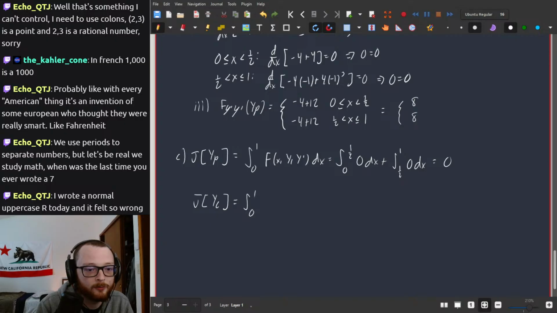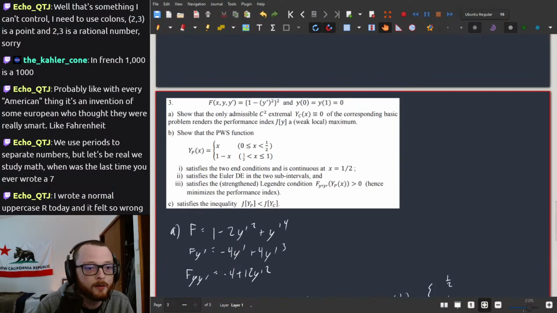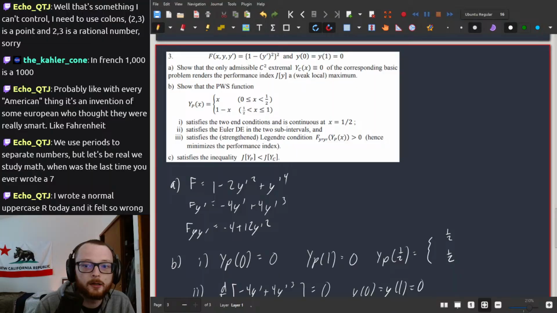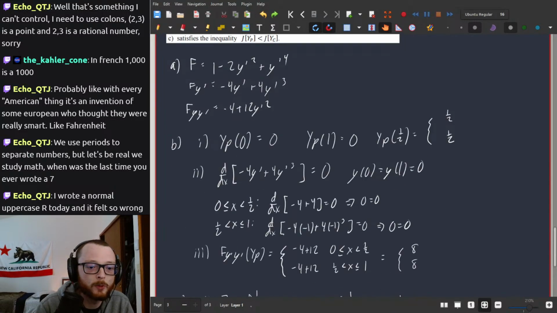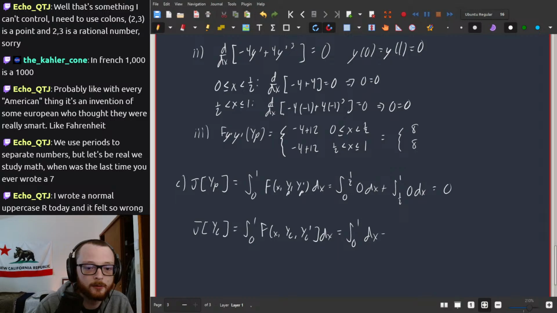And we're comparing that to, this is P, the integral from 0 to 1 of the integrand with C prime, dx. 1 minus 0 squared, which is just 1. There we go. Finally, I can do a problem from this and it actually works out the way it's supposed to. Well, except for part A.